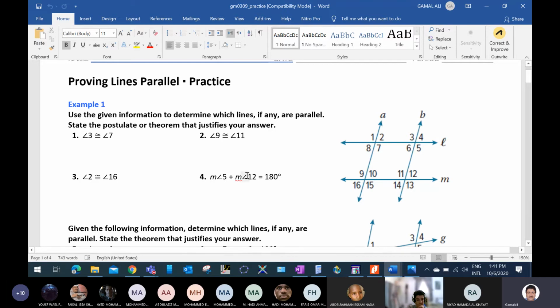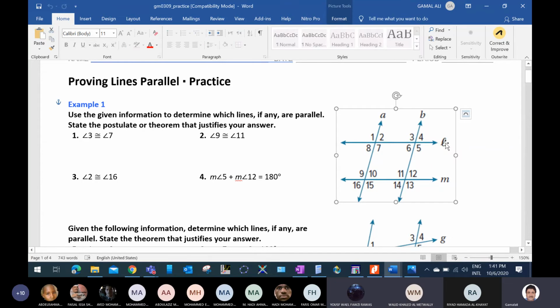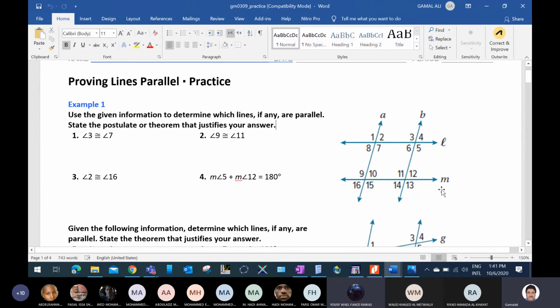Number 5 and 12. What is the relation between 5 and 12? They are supplementary, equals 180. They are consecutive interior angles. So what are the two lines that are parallel? L and M.